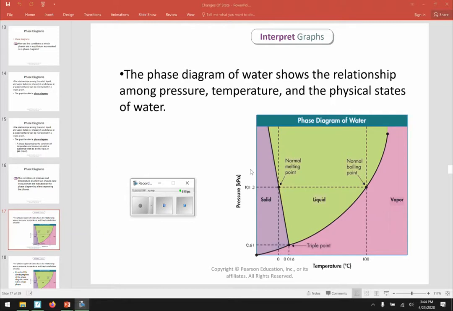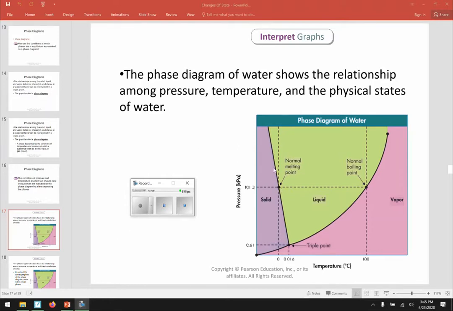And as you can see, there are three areas: purple, green, and pink, and they represent solid, liquid, and vapor or gas states of matter. So for water, you can follow at standard atmospheric pressure, 101.3.